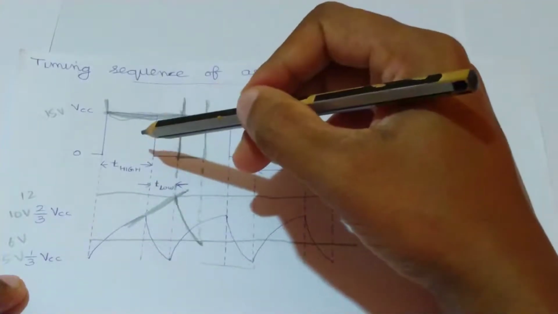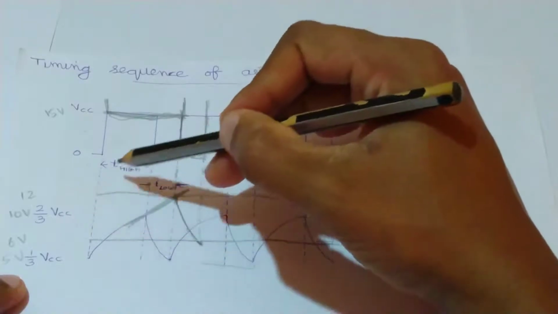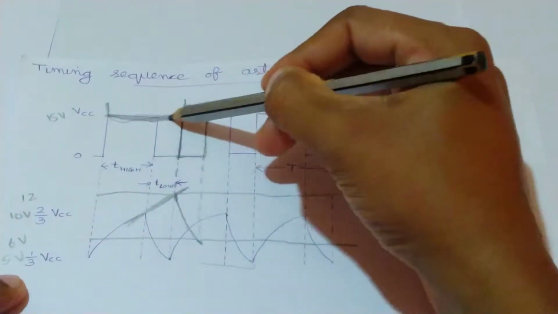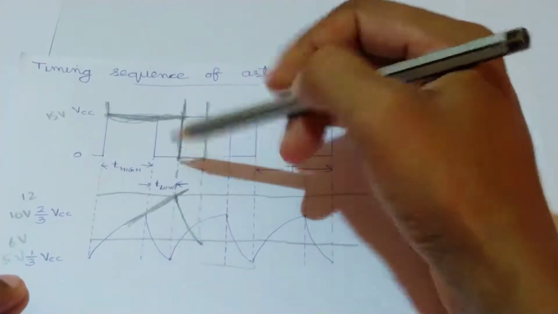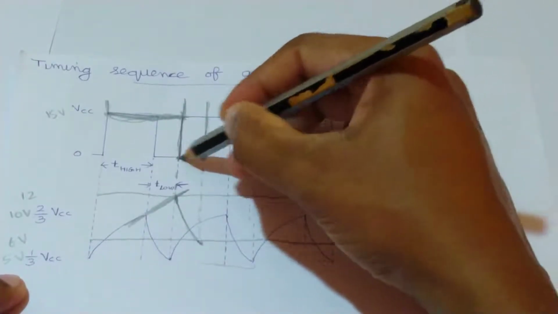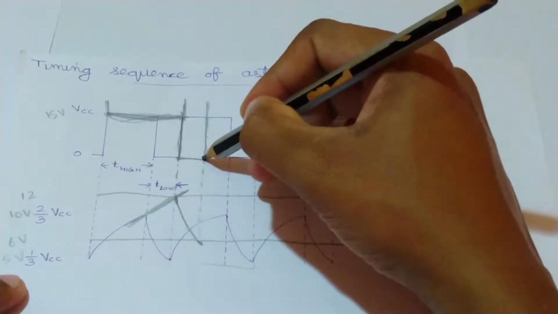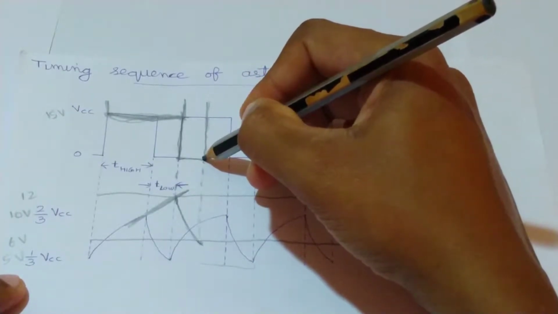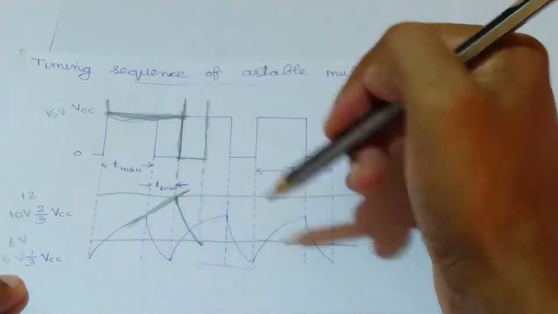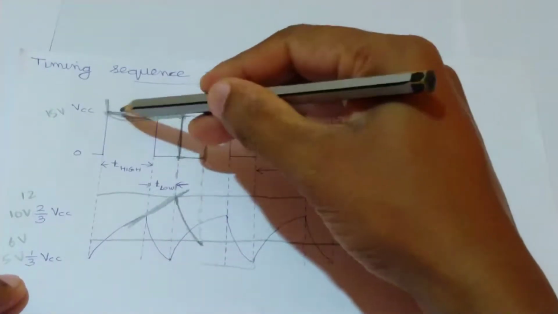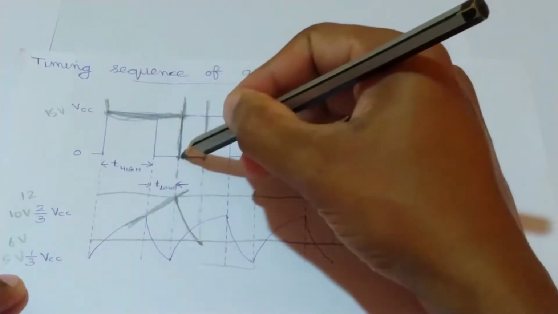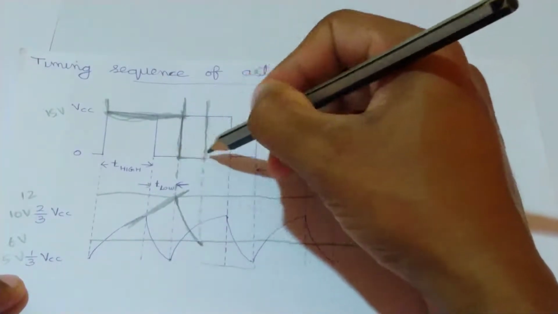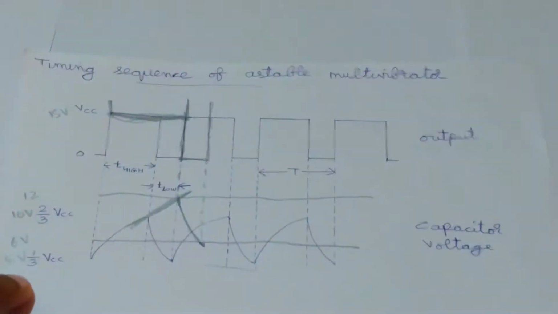So when the voltage at the fifth pin goes on increasing, the time duration in which the output remains in its high state goes on increasing, and the time duration in which it remains in its low state goes on decreasing. And when the voltage at the fifth pin goes on decreasing, the time duration in which it remains in its high state goes on decreasing, and the time duration in which it remains in its low state goes on increasing, and hence we will get the output like this.